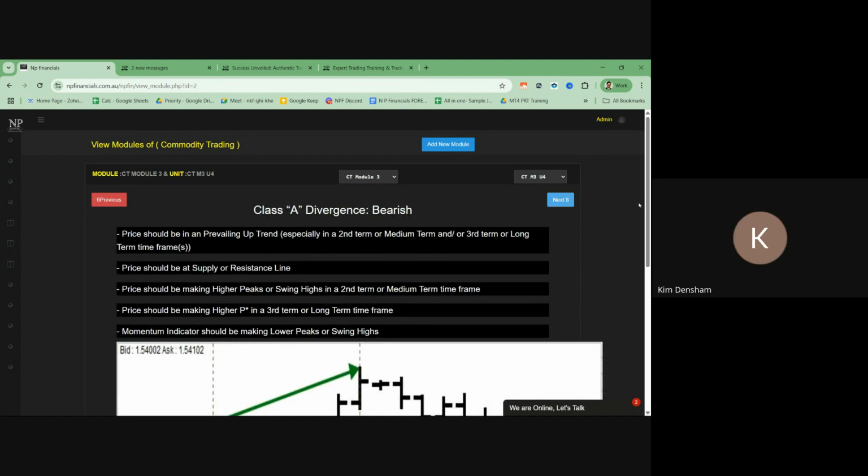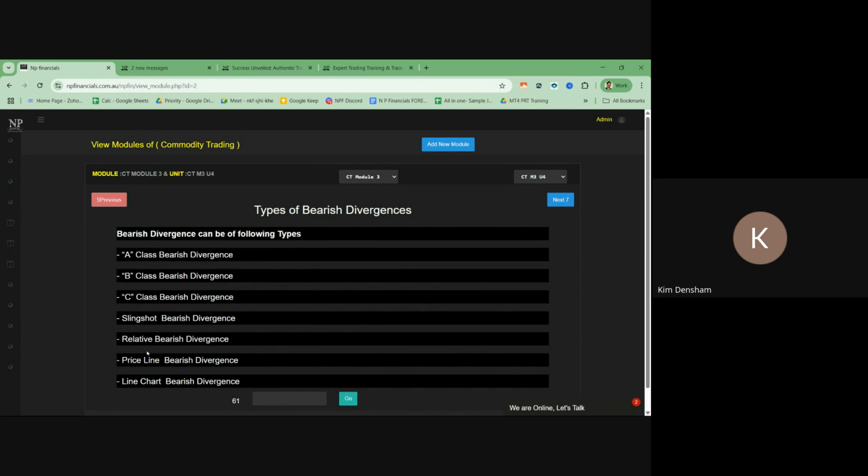So what is the price line, just on that? That's obviously not on the range bar chart, or is it? Yeah, that's on the range bar chart. And then the line chart bearish divergence, that's on the range bar as well. So these last two are range bar, and these are bar charts. Okay. Any other question? No.